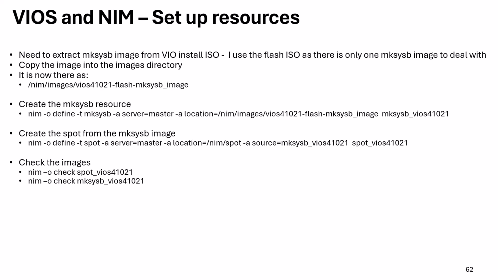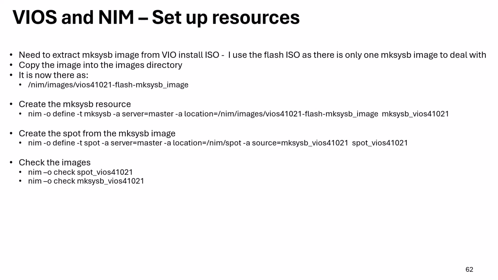In order to work with VIO servers from NIM, there are some specific resources that you have to install. The first thing you have to do is get the mksysb image from the VIO install ISO image. So I download from ESS the Flash ISO. They provide you with two different sets of ISO images. One is a 2 DVD set, and it's usually actually not at the highest level. So for instance, it would be at 4.1.0.20, or you can get a single mksysb image on the Flash ISO. So I always go with the Flash ISO because I don't have to concatenate mksysb images from multiple DVDs.